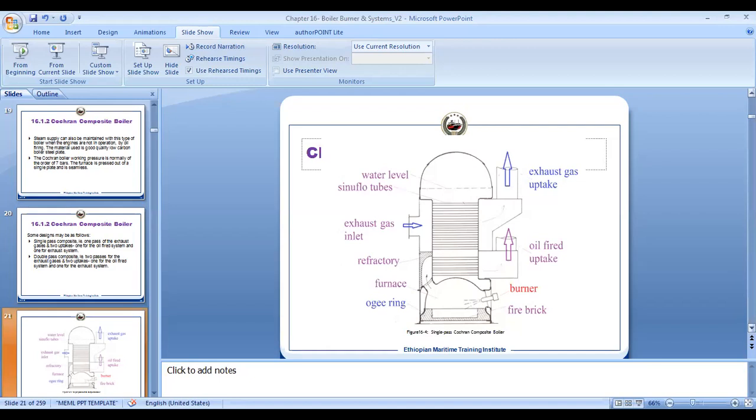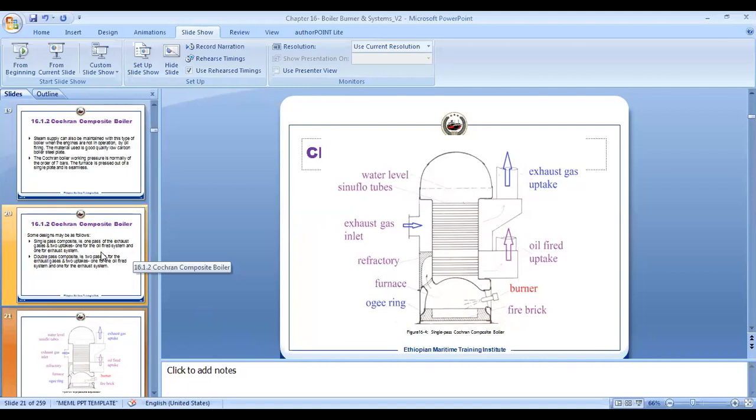Around the furnace is the single plate, seamless plate furnace top, which is curved, and then you have a limited number of smoke tubes through which the smoke from the burner is passing, and then it goes to the oil fired uptake. And on the side, as we saw in the previous example also, you have the exhaust gas, which is passing through a larger number of smoke tubes, and it goes through the exhaust gas uptake.